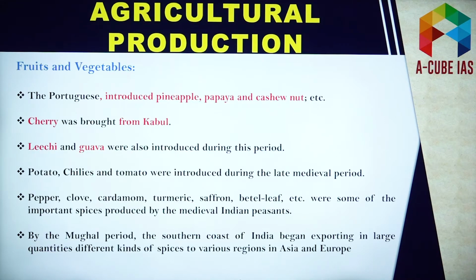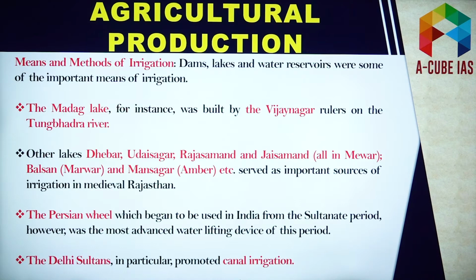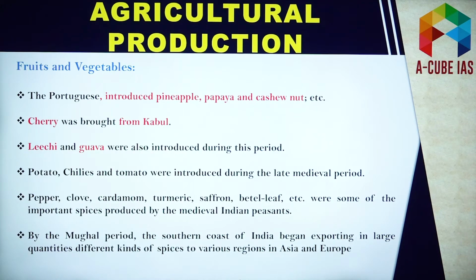Now we'll try to understand about fruits and vegetables during medieval India. So fruit crop cultivation developed rapidly during the medieval period, and some of the Delhi sultans actively promoted the growing of fruit crops. And Firoz Shah Tughlaq laid down 1200 orchards in the vicinity of Delhi. So Mughal emperors and their nobles also planted lavish orchards. So during the course of the 16th and 17th century, a number of fruits were introduced in India through outside agencies. So the Portuguese, for instance, introduced pineapple, and cherry was brought from Kabul. So lychee and guava were also introduced during this period.